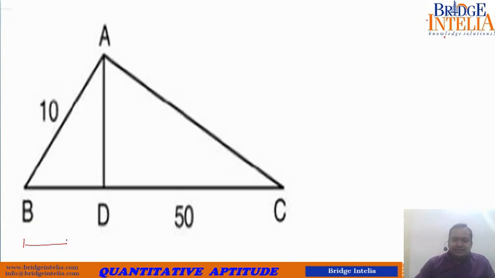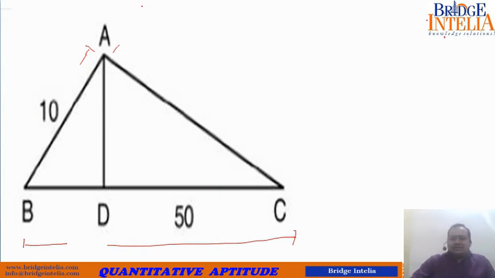So this side is 50 centimeters and this side is 10 centimeters. It is known. The area of the triangle is also known. So we have to find the length of the third side. Now please see very carefully.